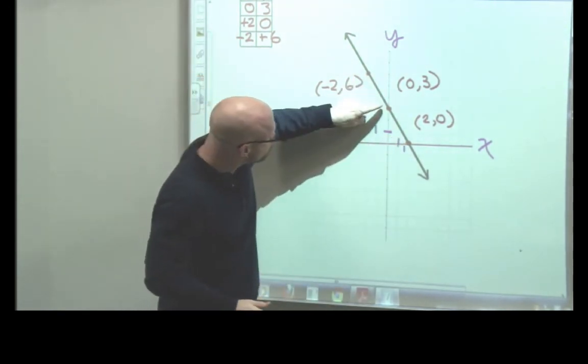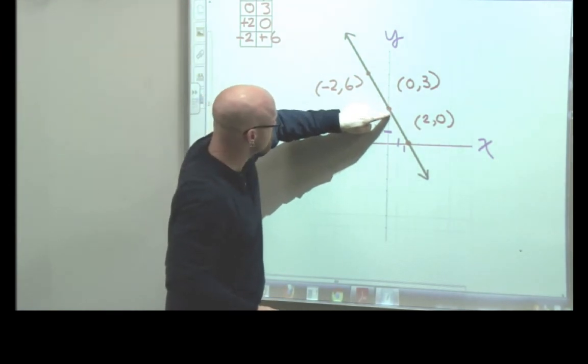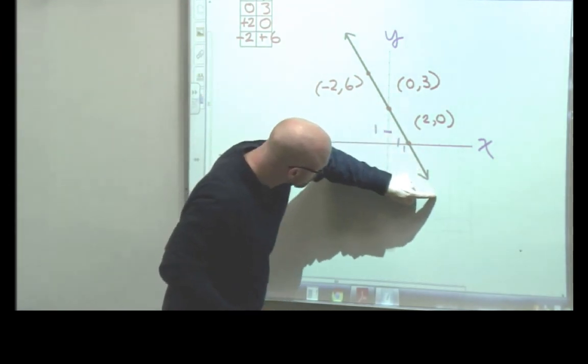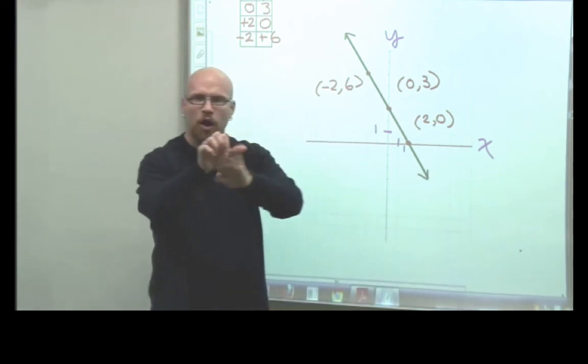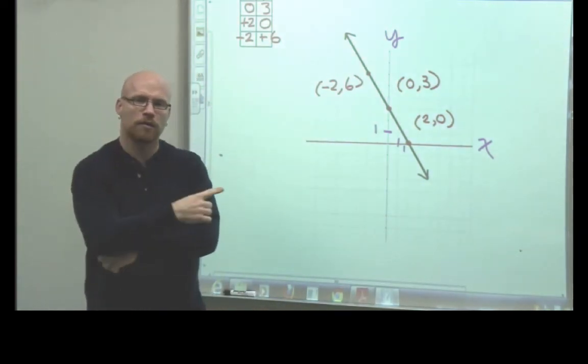Now I can find more x and y pairs that would satisfy this equation. I can go down here, and I can pick other points.